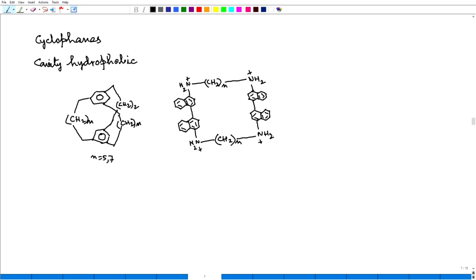Must be there. The biphenyl moiety is very common in cyclophanes, and these are also for extracting an organic compound from aqueous medium. The biphenyl methane moiety is quite a common moiety in cyclophanes.